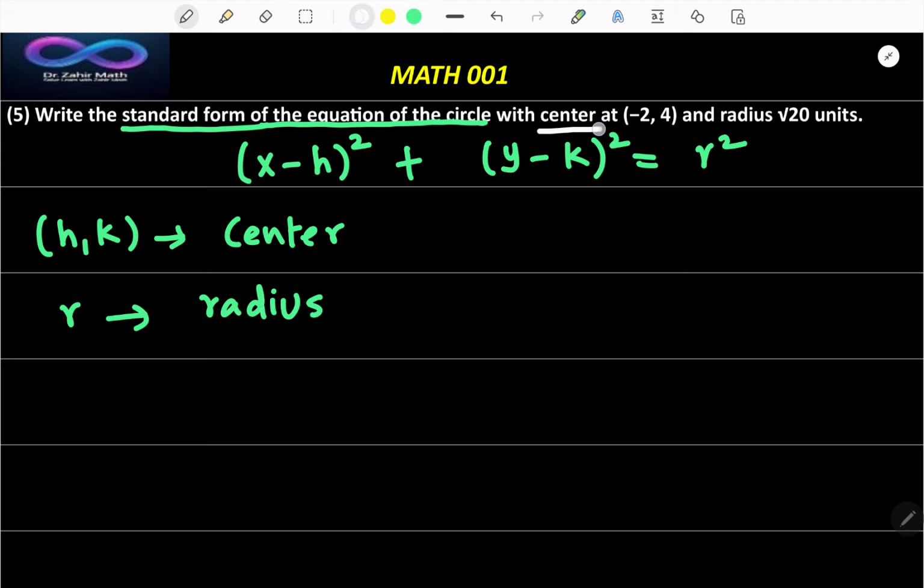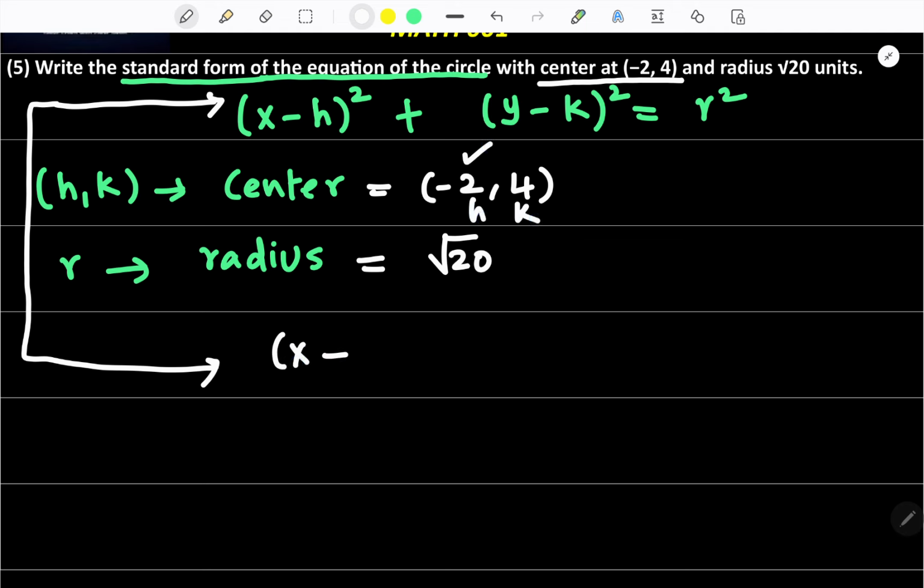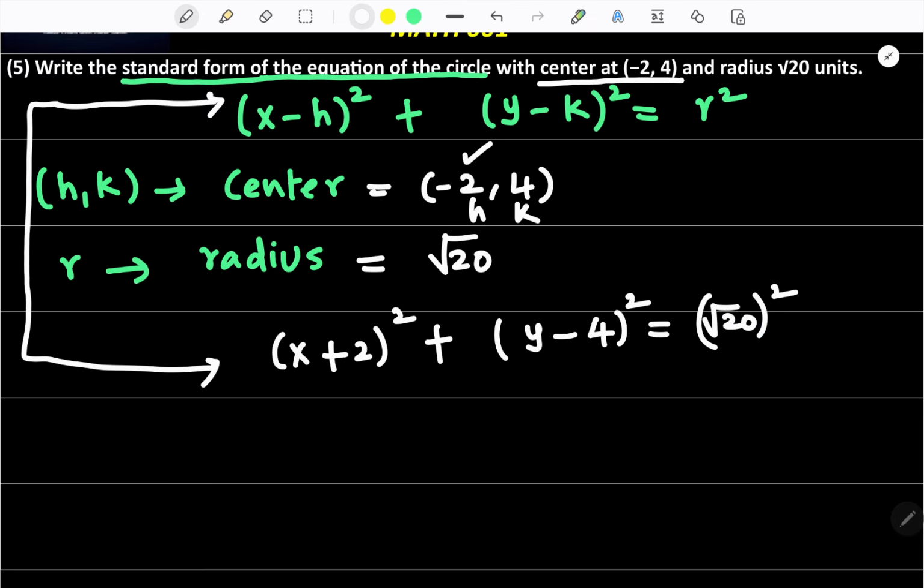Now what is given? The center is given. So center is equal to what? Minus 2 comma 4 is given. And the radius is given, square root of 20. So let us put all these things in the standard form, right? So what happens now? It is x minus h. So this is your h, this is your k. So this is minus 2, so it will become plus 2 the whole square, plus y minus k, y minus 4 the whole square equals square root of 20 the whole square.